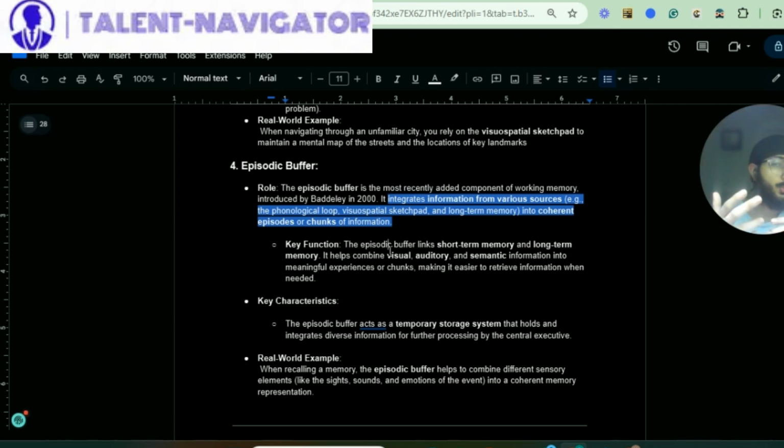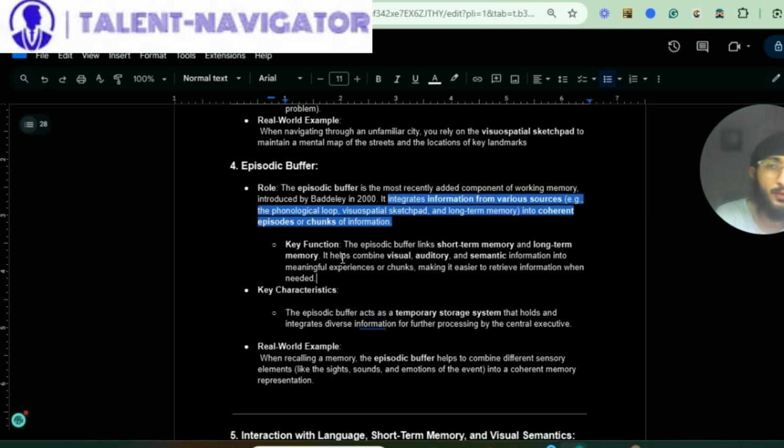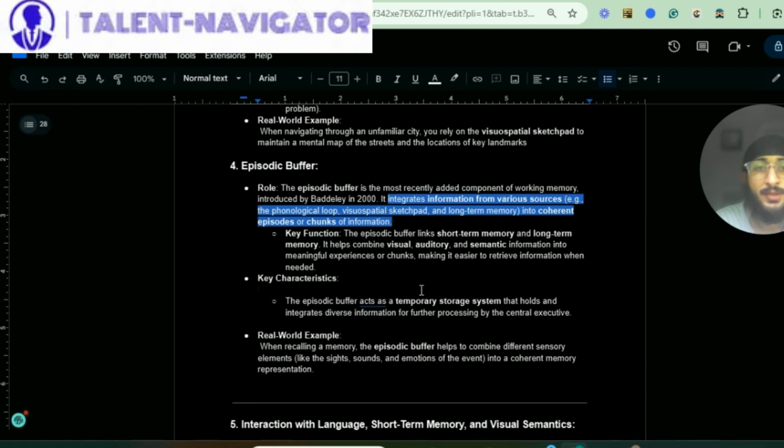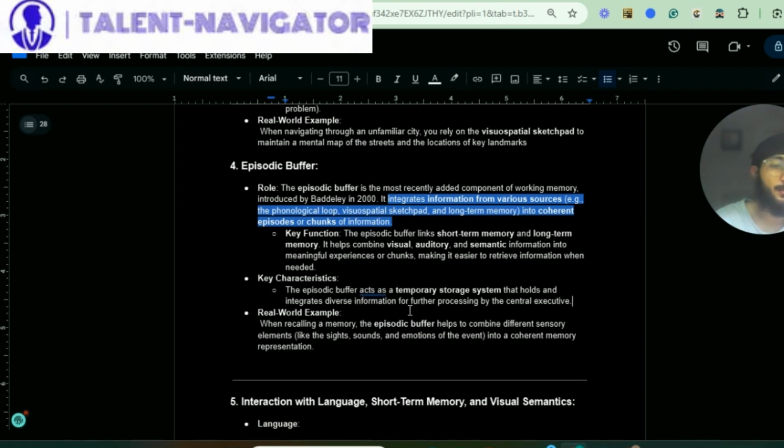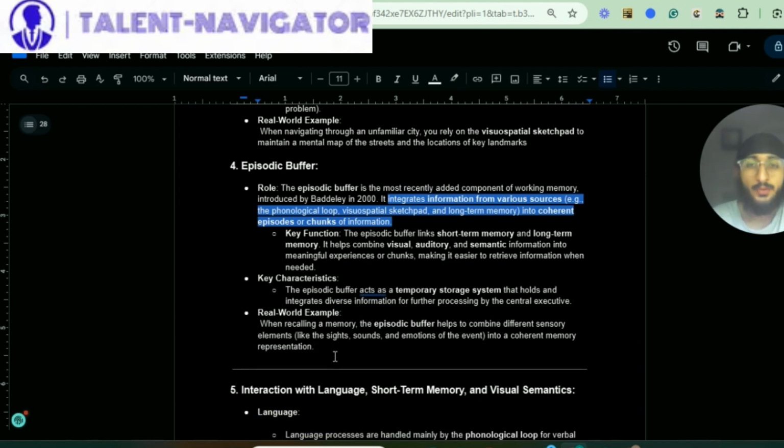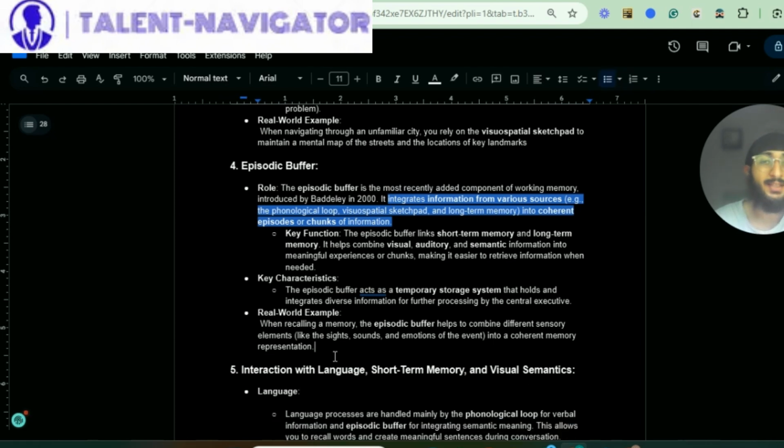It helps combine visual, auditory, and semantic information into meaningful experiences or chunks, making it easier to retrieve information when needed. So the characteristics: the episodic buffer acts as a temporary storage system that holds and integrates diverse information for further processing by the central executive. A real-world example would be when recalling a memory, the episodic buffer helps to combine different sensory elements like sight, sound, and motion of the event into a coherent memory representation.